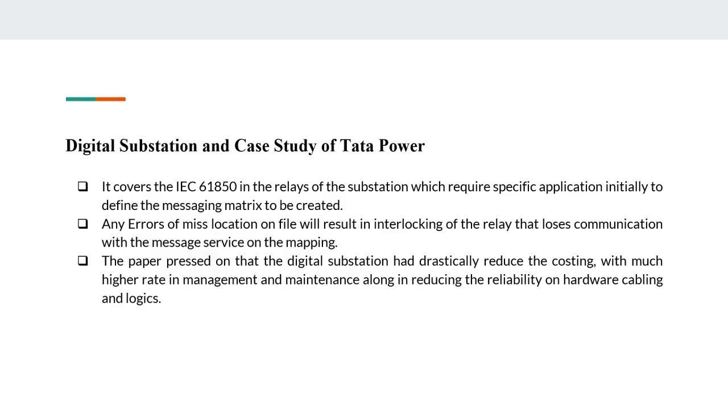It covers IEC 61850 in the relays of the substation, which requires a specific application initially to define the message matrix to be created. Any misdirection errors in the file will result in interlocking of the relay, which loses communication with the message service on the mapping. The paper stressed that the digital substation had drastically reduced costing, with a much higher rate of management and maintenance, along with reduced reliance on hardware cabling logistics.